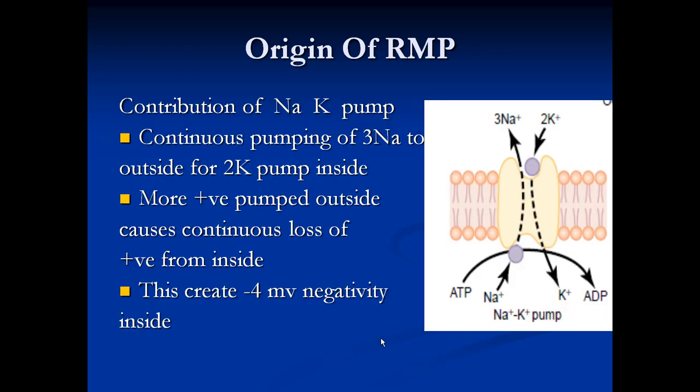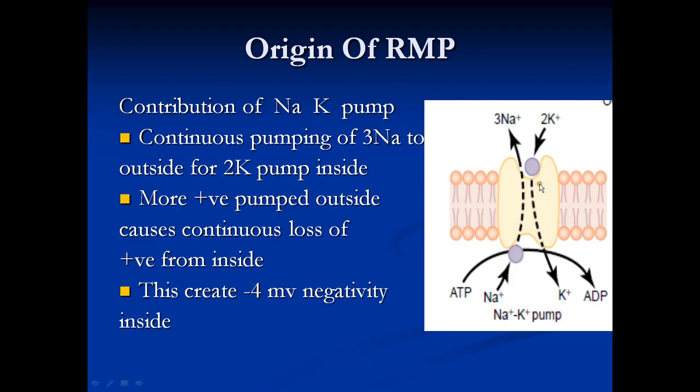So how does the minus 4 millivolts come about? It comes from the sodium potassium ATPase pump. So the third contribution towards the resting membrane potential is the contribution of the sodium potassium pump.